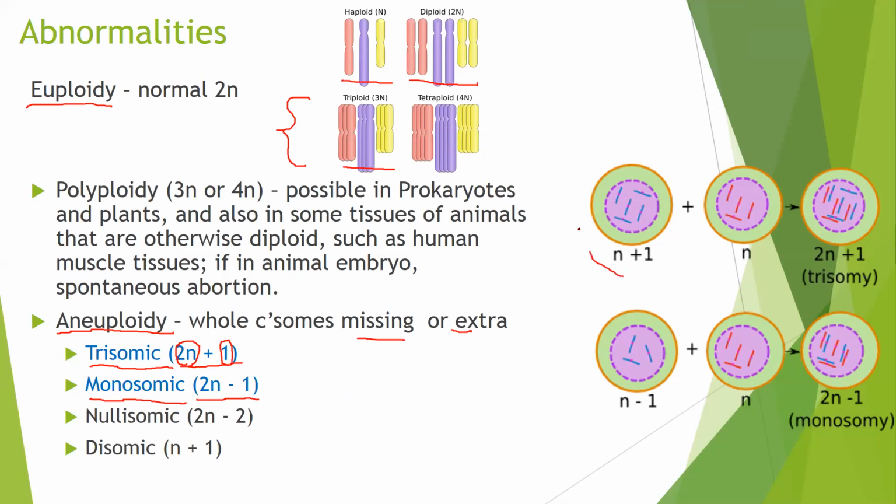So for example, this is a gamete. If one gamete has an extra chromosome, when this gamete comes together with a normal gamete to form a zygote, this zygote will have an extra chromosome. So this will lead to 2n+1, which is the trisomy. And similarly, if one gamete has 1 chromosome missing, the zygote will be the monosomic.